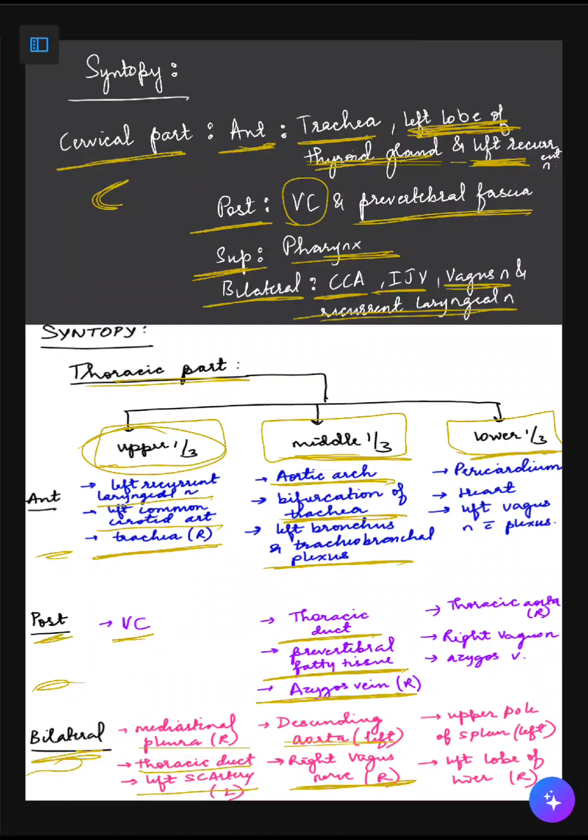Lower one-third of the thoracic part, anteriorly is pericardium, heart, left vagus nerve with plexus. Posteriorly is thoracic aorta, which is on the right side, right vagus nerve and azygous vein. Bilaterally is the upper pole of the spleen, which is on the left side, and the left lobe of the liver, which is on the right side.